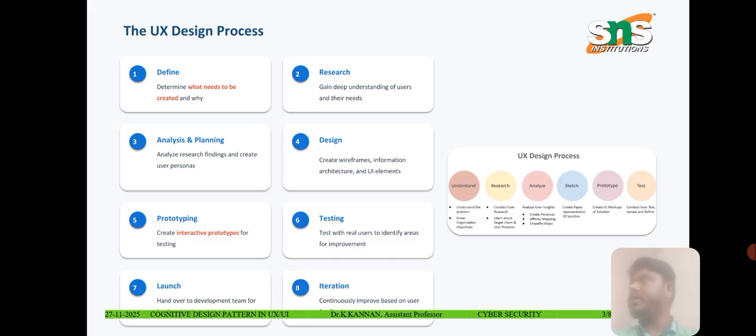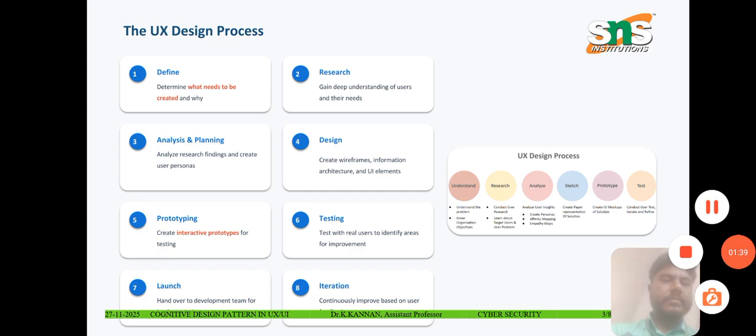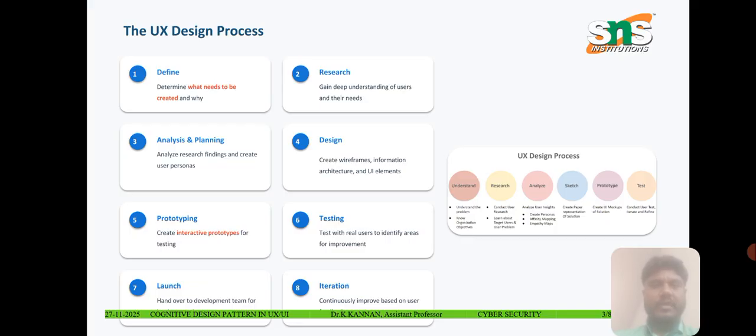Next is the UX design process. First of all, determine what needs to be created and why, defining the product first. Next is analysis and planning, before the research. Gain a deep understanding of users and their needs. Whatever the users need, we want more research to understand the user. That is called research.